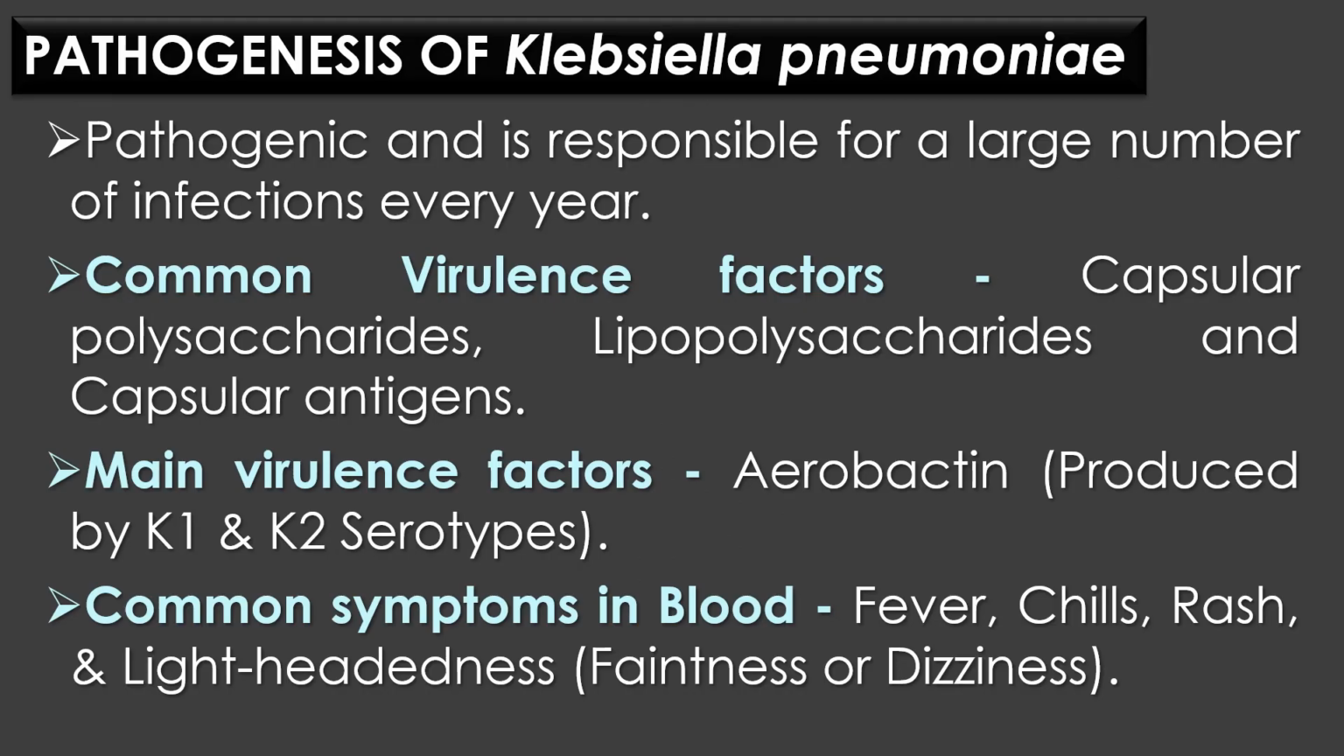Pathogenesis of Klebsiella pneumoniae. Klebsiella pneumoniae is pathogenic and is responsible for a large number of infections every year. The capsular polysaccharides, lipopolysaccharides, and capsular antigens are the common virulence factors of Klebsiella pneumoniae. The main virulence factor in pathogenic Klebsiella pneumoniae strains is aerobactin, which is widely produced by the K1 and K2 serotypes. And the common symptoms of Klebsiella pneumoniae infection in the blood includes fever, chills, rash, and lightheadedness or faintness or dizziness.